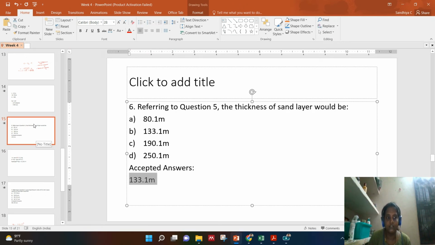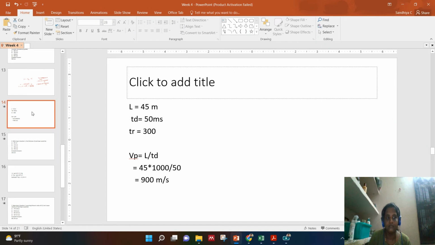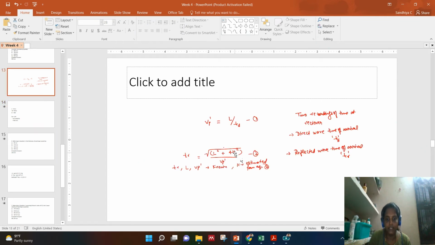Do you have any doubt in this? I am getting this H value from this equation. We know what is VP here, TR, everything is given. So we can find H, estimated from this equation. That is the thickness.